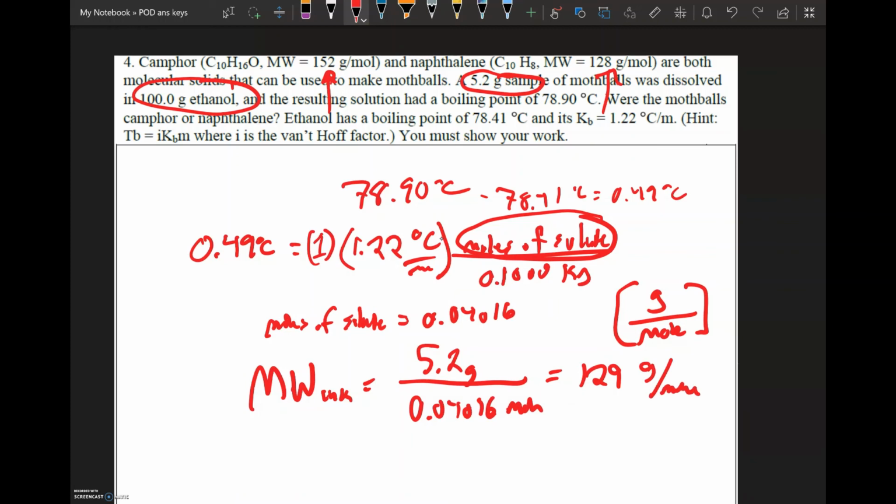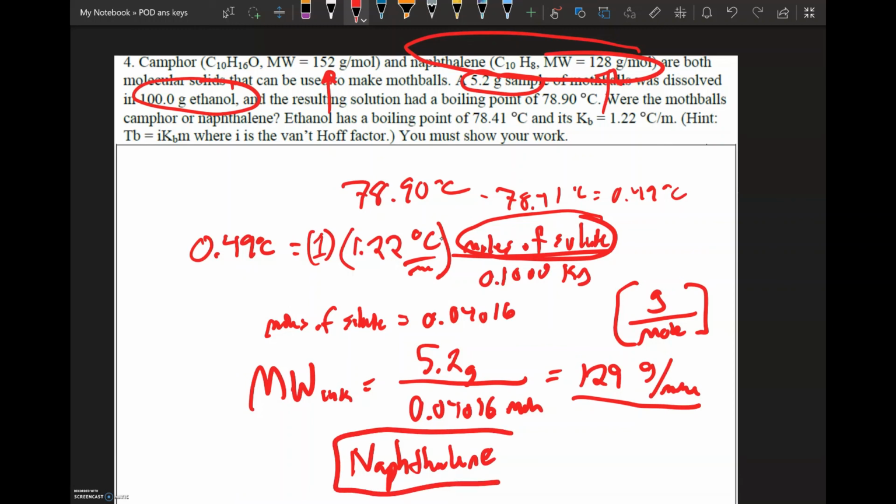And sig figs are not necessarily important here. They are important, but we're not going to worry about them because all we're trying to do is figure out what the identity of the mothball is. So we're going to match this up. The molar mass of this is 129 grams per mole. The molar mass of camphor is 152. So okay, it's close. Naphthalene is 128. So based off of that, our unknown is naphthalene. The mothball is composed of naphthalene. In fact, that's typically what it is composed of, naphthalene.